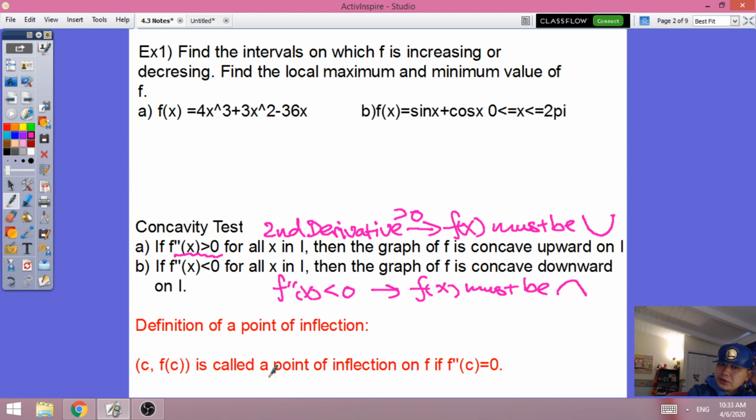Another thing that you need to know is the definition of a point of inflection. Let's say that C, f of C is called a point of inflection on f. Well, if that happens, that means f double prime of C must be 0. It's kind of like the way we find a critical number, but for the critical number we set the first derivative equal to 0. Now in order to find the x value of the point of inflection, we need to set the second derivative equal to 0. Okay, so we're going to do some examples like this in a minute.